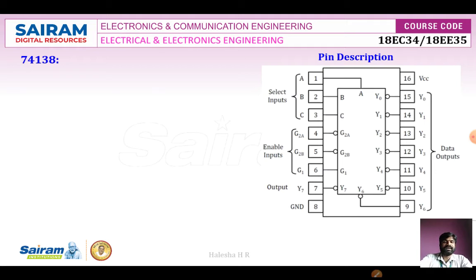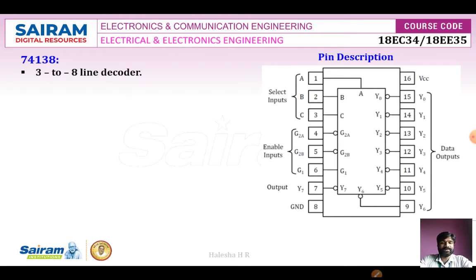The 74138, and the corresponding pin description. From the pin description we can see there are 3 select inputs or data inputs A, B, C, and there are 8 outputs Y0 to Y7. So we can say it is an 8:1 demux with 3 select inputs, or it is a 3 to 8 line decoder, or an 8:1 mux with 3 select inputs.